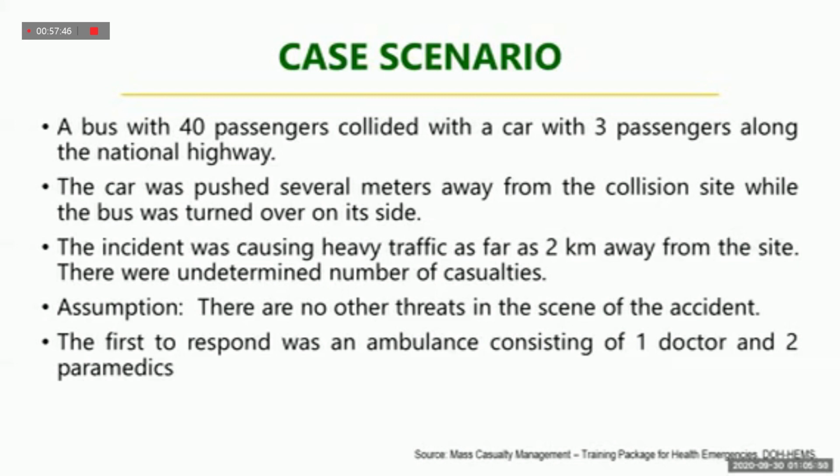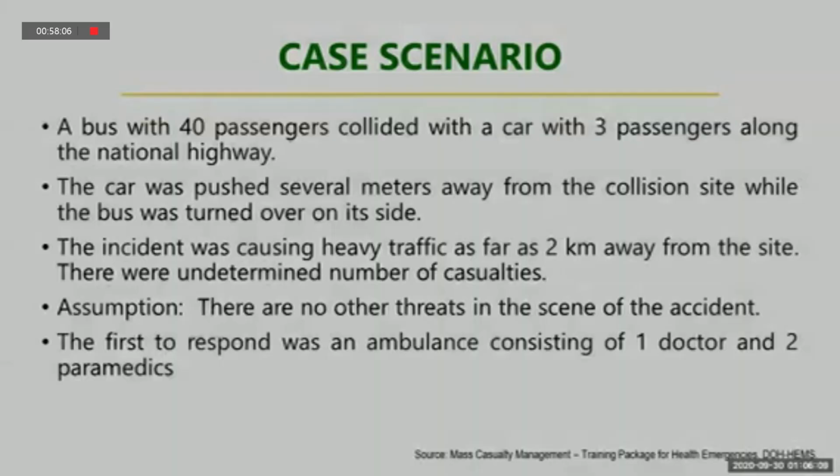So assuming there are no other threats on the scene of the accident, the first to respond was an ambulance consisting of one doctor and 2 paramedics. So how are you going to do first your organogram, keeping in mind your incident command system? So let's see.